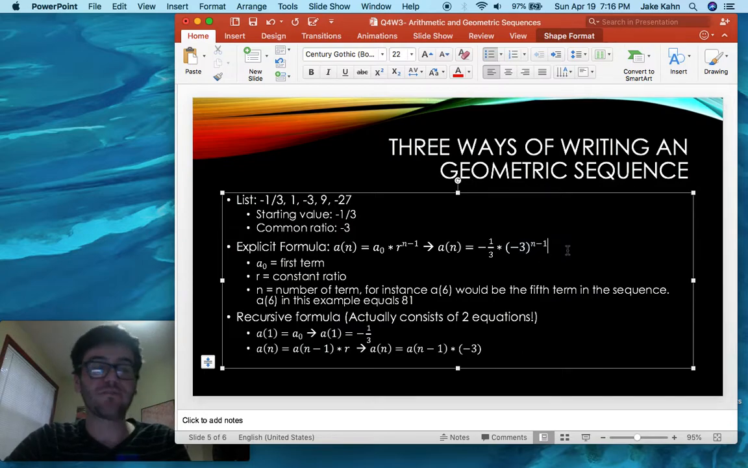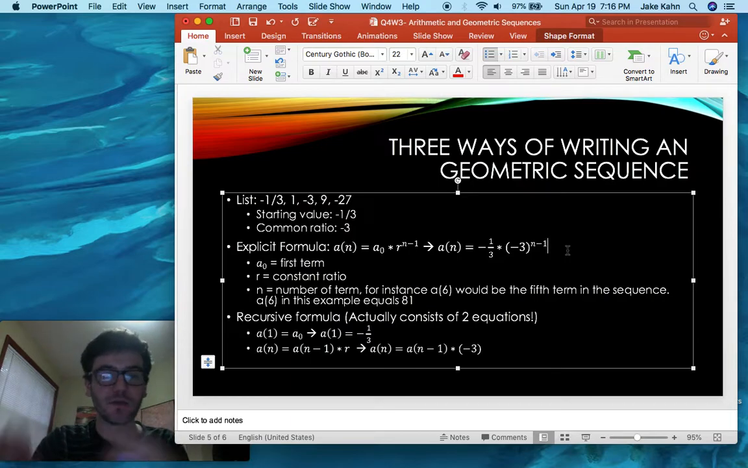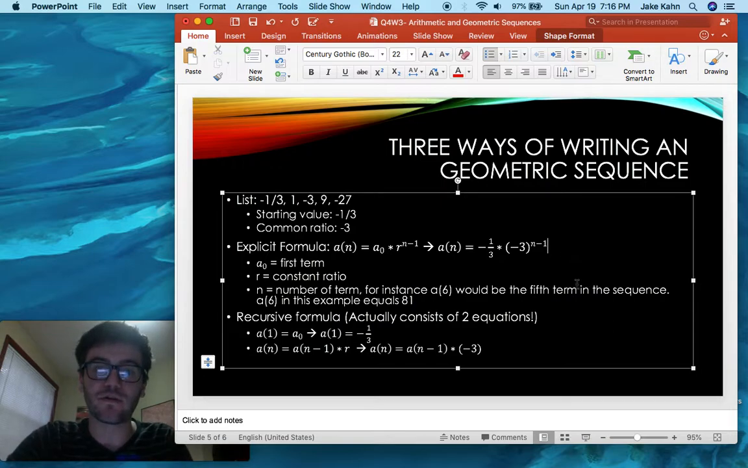What this is saying is if you want to find the 6th term in the sequence, you would plug in 6 for n, do the math, and you would get your value, your 6th term in the sequence.